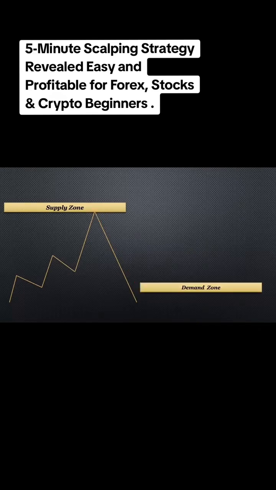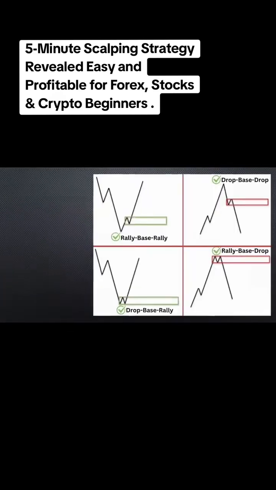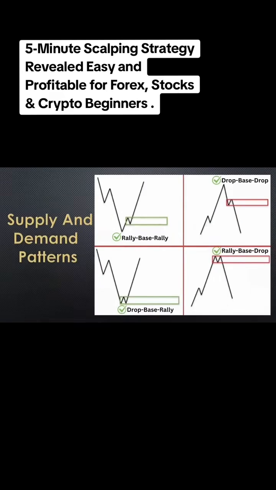A demand zone is a price area where buying pressure is strong enough to stop the price from going lower. This zone often forms after a decline, where big players step in to buy, pushing the price back up. To spot where the market is likely to move, you need to recognize that supply and demand zones show up in 4 distinct patterns. Mastering these patterns will help you identify when and where the market is most likely to reverse or continue its trend.